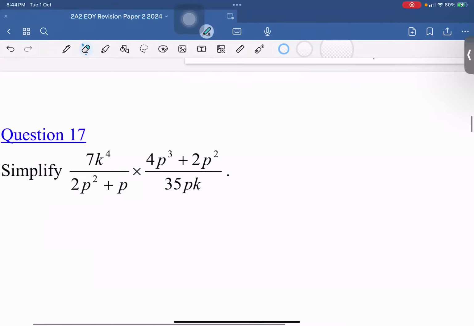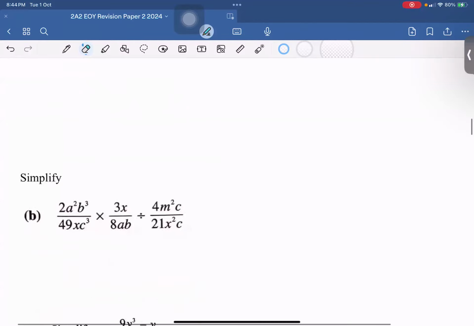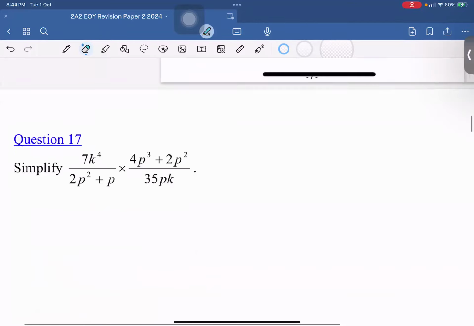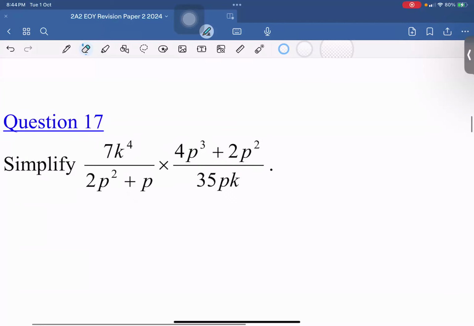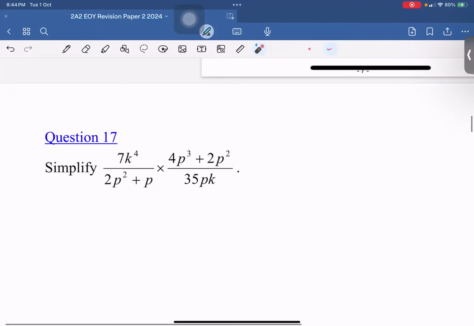But for this one, you cannot cancel. Okay, this one you can cancel, but this one you cannot cancel. Why? Because got what? Got the plus sign, right? So this kind of question you cannot cancel. Then I send you my favorite letter. What's my favorite letter? Factorize.